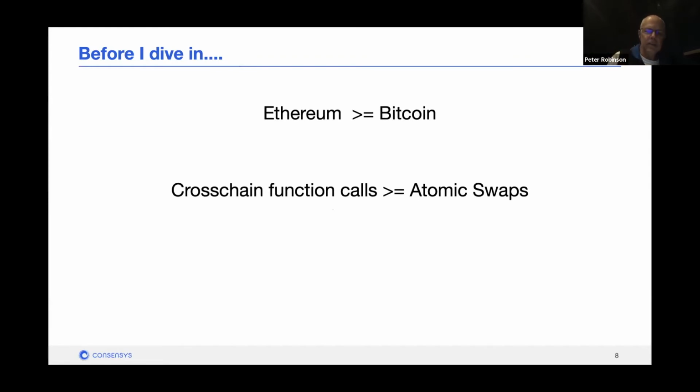Another thing to think about is that Bitcoin was all about transferring value, whereas with Ethereum, you can transfer value, but it's also about the business logic, the smart contracts, deploying a contract, calling functions to do some sort of business logic. Similarly, you can think of atomic swaps as just switching value between 2 chains, whereas cross-chain function calls allow you to do that as well, but also allow you to do something much richer, which is calling business logic across blockchains.